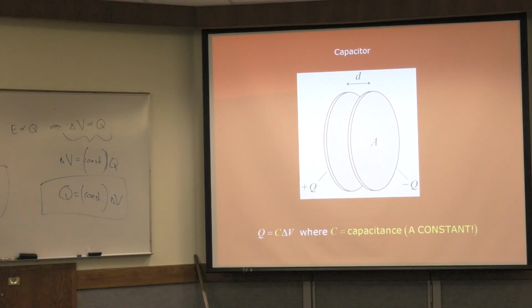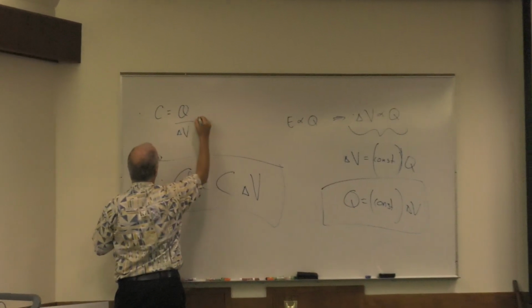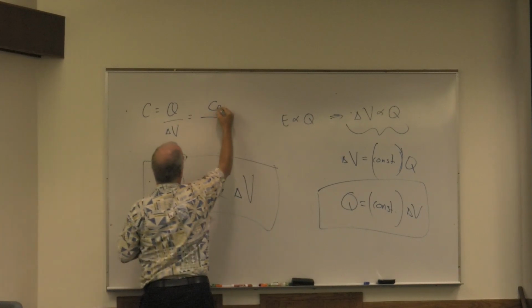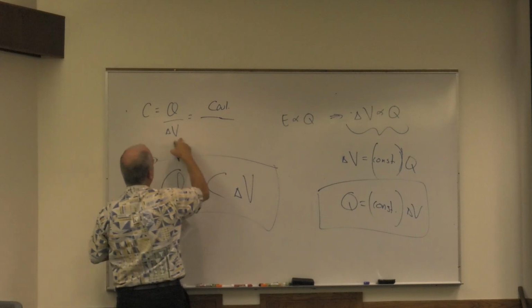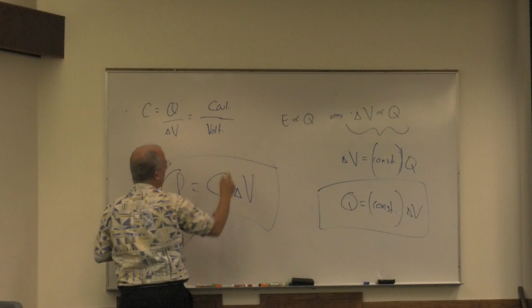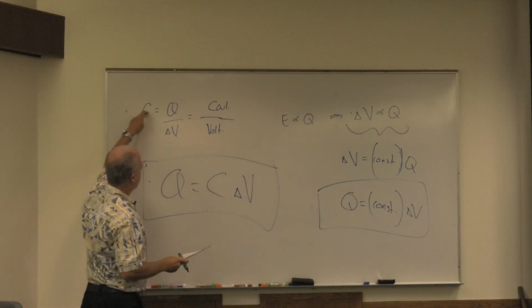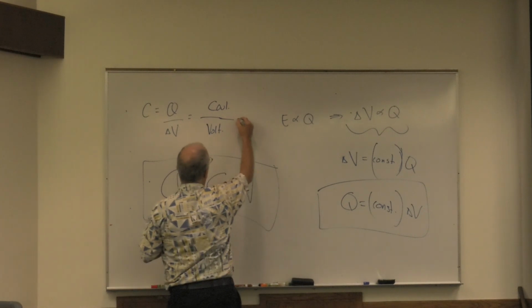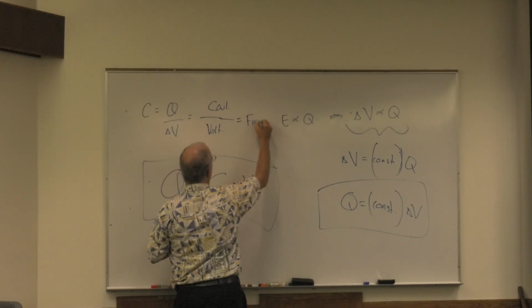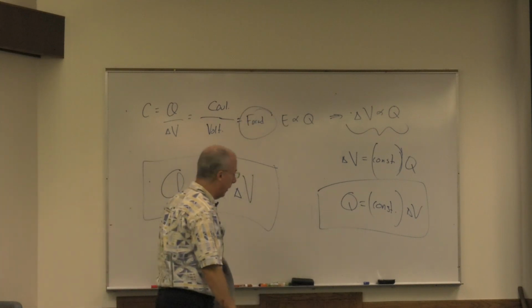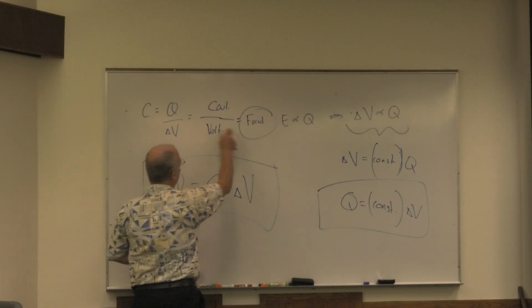Okay, so solve for C. C equals Q over delta V. What's the unit of charge Q? Coulombs. What's the unit of voltage? Volts. We would be perfectly happy saying that capacitance has units coulombs per volt, but we have all these dead physicists we have to honor. So it's called a farad, after Mr. Faraday. Capacitance is measured in farads.